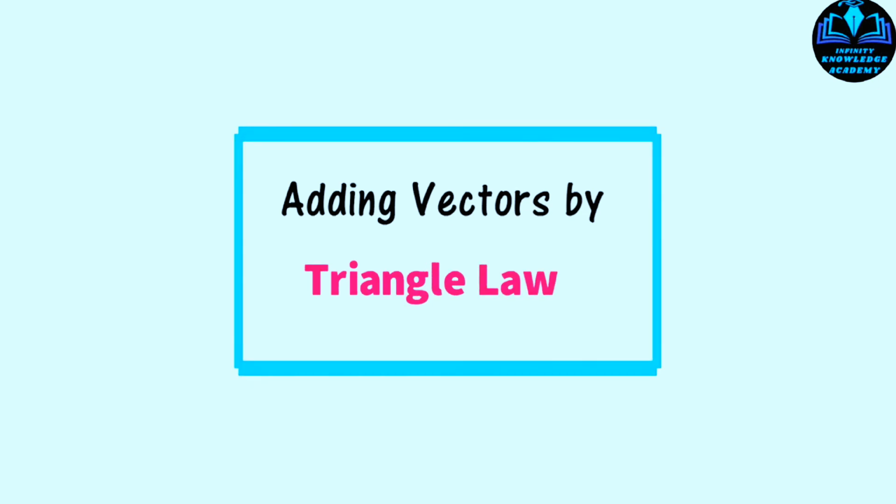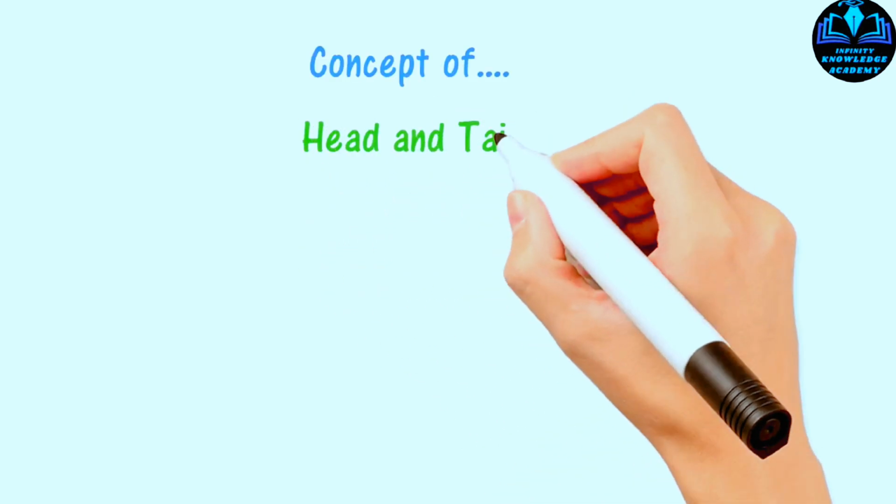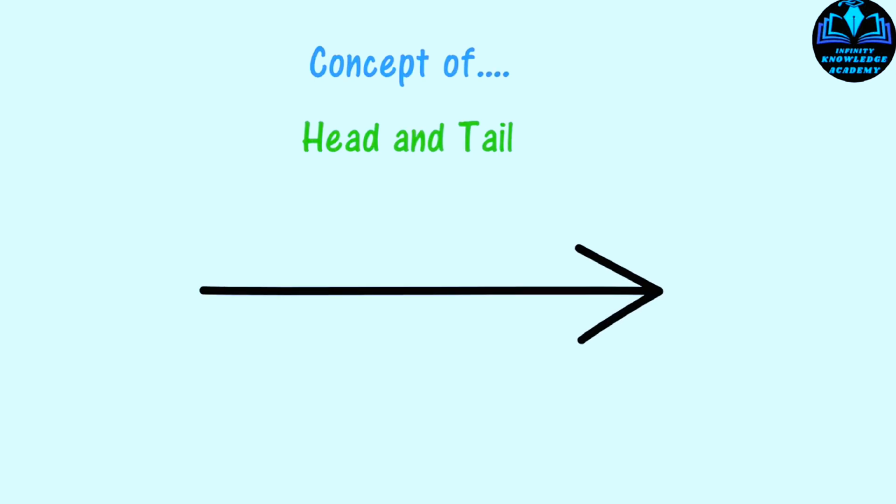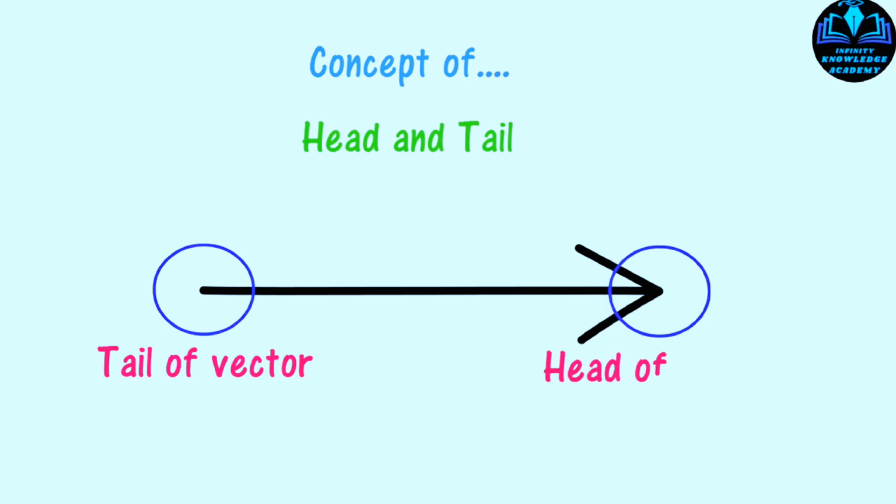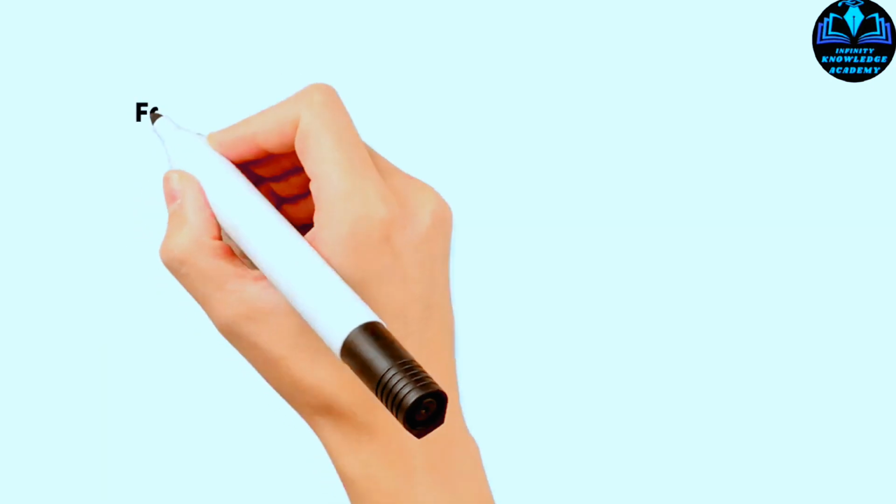Now adding vectors by triangle law. Before telling you the concept of triangle law, let me tell you the tricky concept of head and tail rule. Now if I draw a vector, this part of the vector is known as the tail of the vector, and this part of the vector is known as the head of the vector. Now for example, if I have three vectors, vector 1, vector 2, and vector 3.